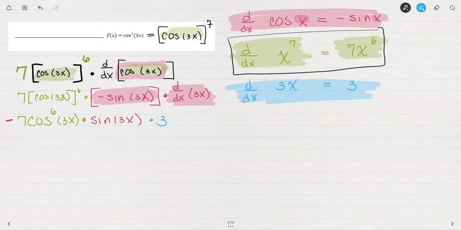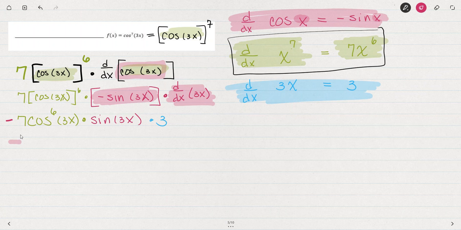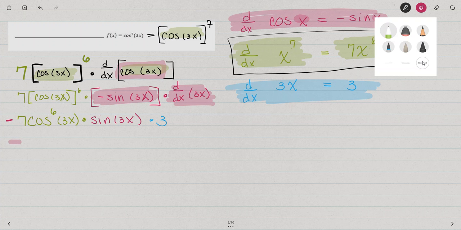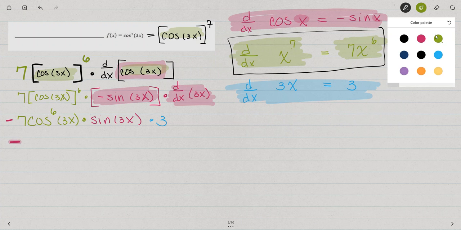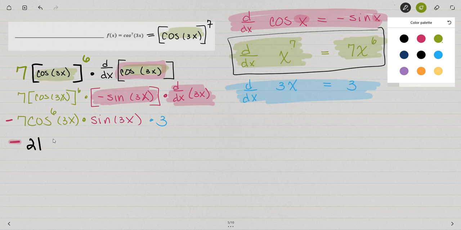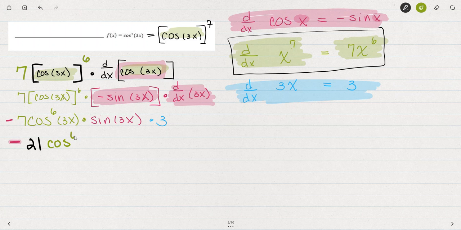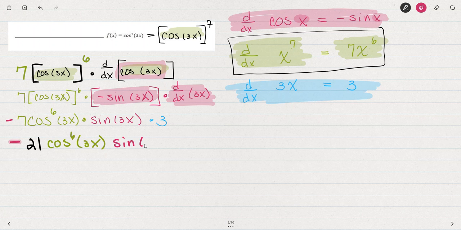Blend it all together. What would I get? I'm not going to lose that negative. So we've got this, the opposite of out front. The opposite of, and then I'm going to do 7 times 3 is 21. Cosine to the 6th power of 3x times sine of 3x. And there we have it.